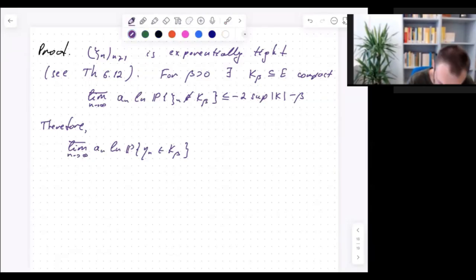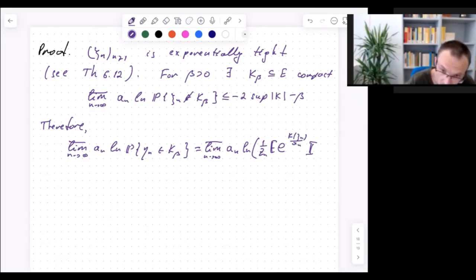Then for K beta, just by the definition, it is the limit as n goes to infinity of a logarithm, and then the probability is 1 over Zn times the expectation with the density, e to the power k psi n divided by an, and then the indicator that psi n belongs to K beta complement. Oops, I'm sorry, here it should be belongs to the complement.